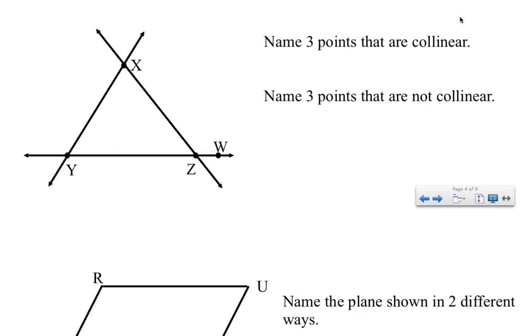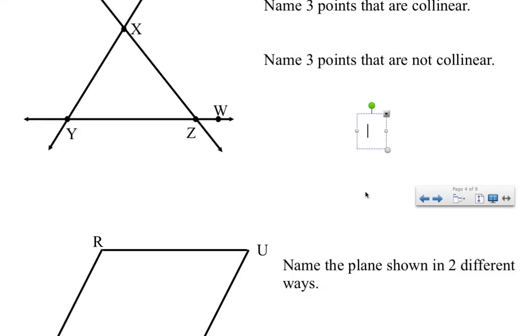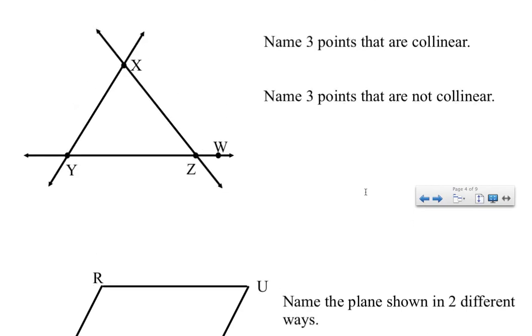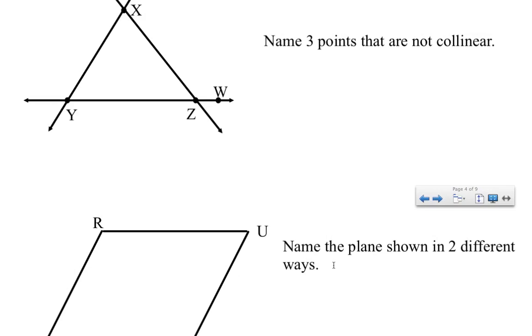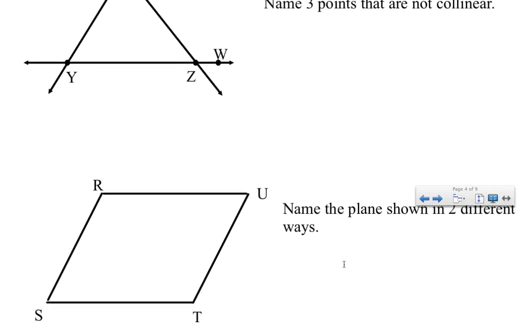All right. Now we're in some examples. We're going to try and use that vocabulary. So name 3 points that are collinear. Collinear, hopefully you learned, are 3 points that lie on the same line, and not collinear, 3 points that don't lie on the same line. And name the plane that's shown in 2 different ways.